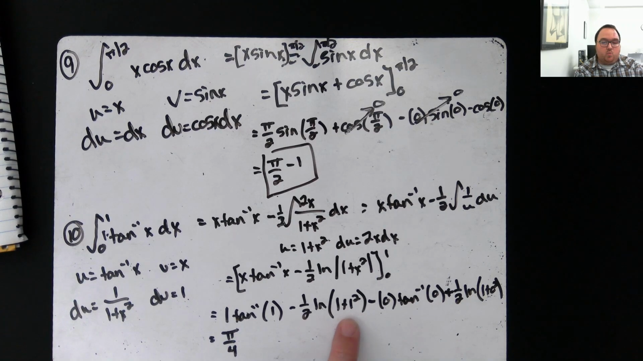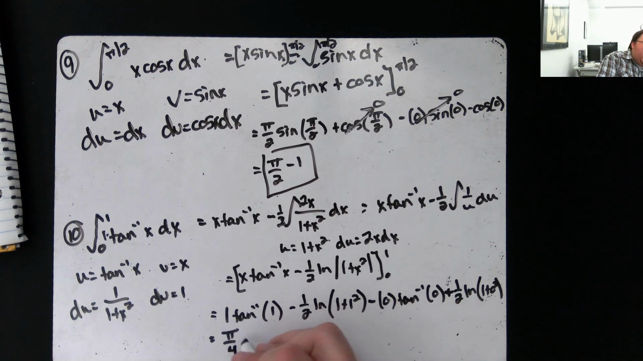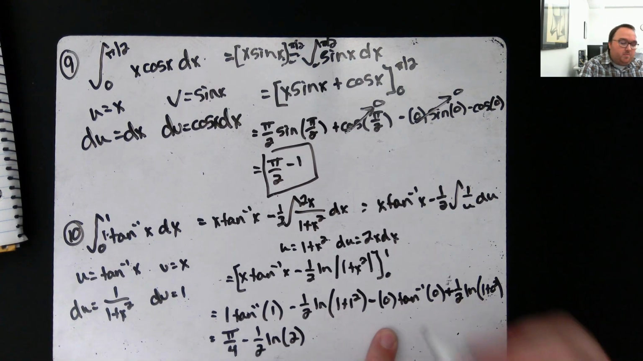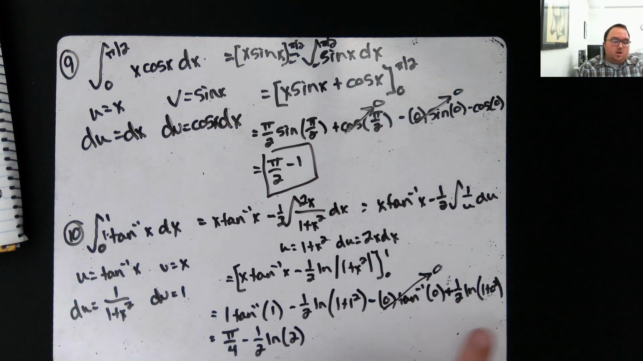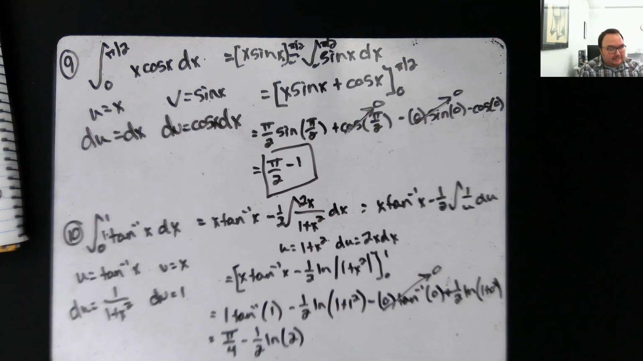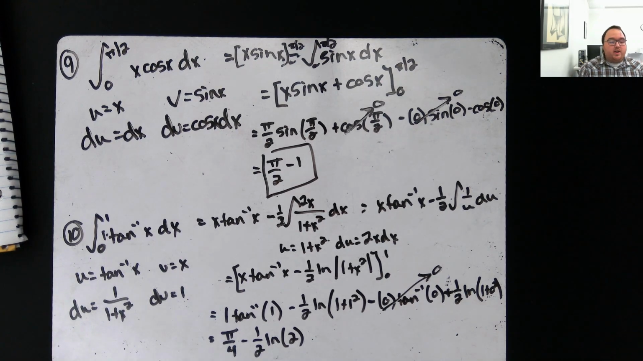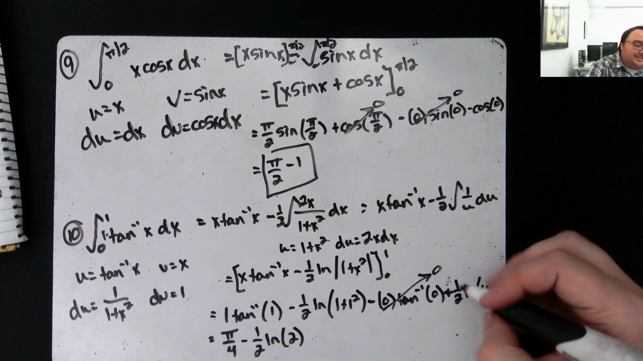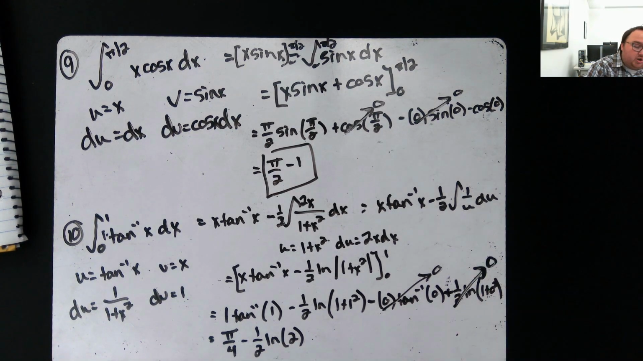1 squared is 1. 1 plus 1 is 2. So this is 1/2 times the natural log of 2. 0 makes this whole term 0. 0 squared is 0. 1 plus 0 is 1. The natural log of 1 is 0. So this whole term is gone too. So I get pi over 4 minus 1/2 natural log of 2.